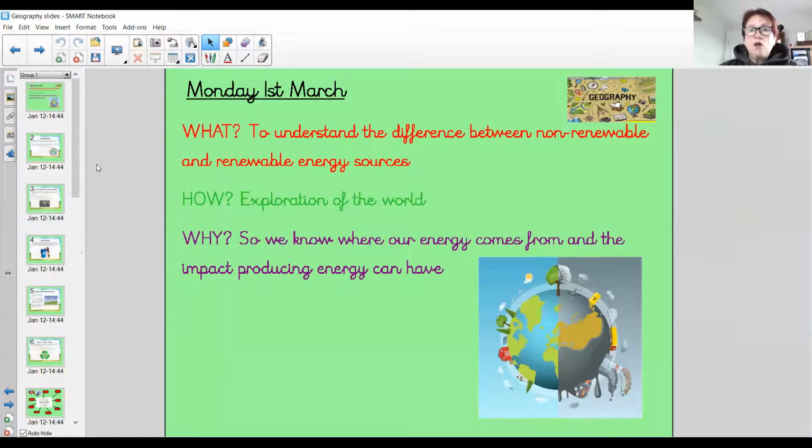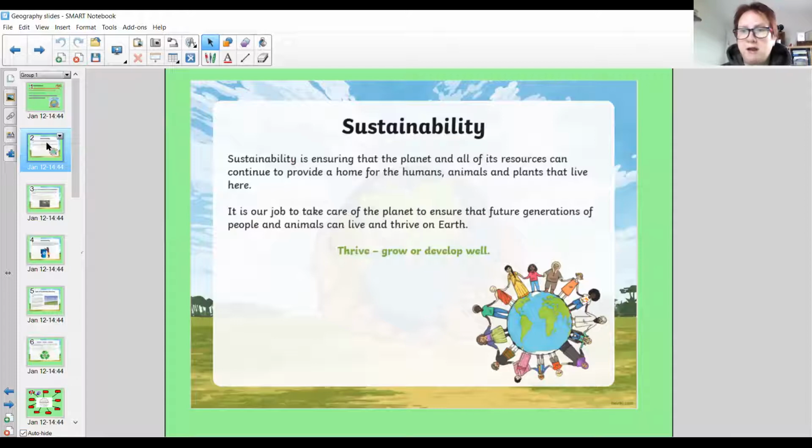Today we're going to be looking at the differences between non-renewable and renewable energy sources. I had to say that quite slowly because I got a little bit tongue-tied. So we know we're thinking about the environment and our planet in this half-term geography. So hopefully by the end of today, we'll know where our energy comes from and the impact that producing that energy can have. So let's just rewind to what we thought about last week.